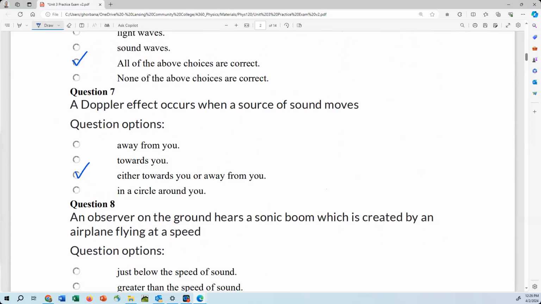So when the sound source is moving toward you, the frequency increases but the wavelength decreases. So that's why we have a blue shift. When the sound source is moving away from you, the frequency decreases but the wavelength increases. We have a red shift. Good.